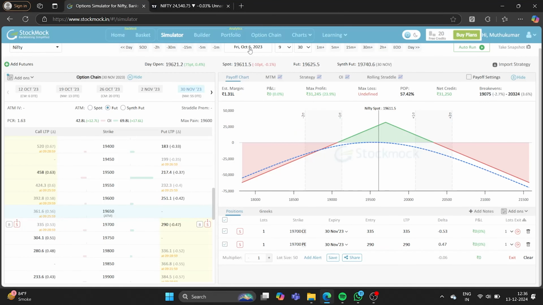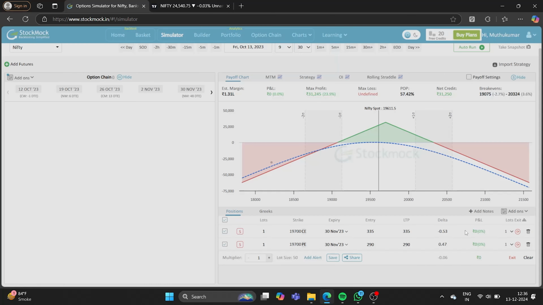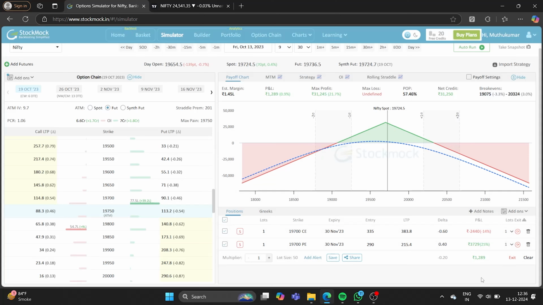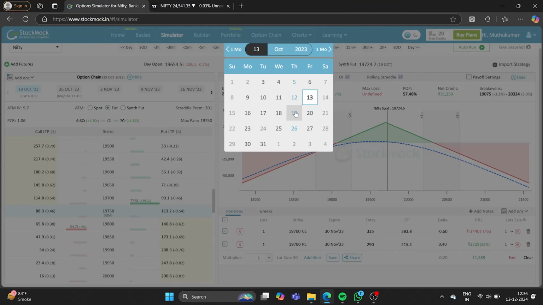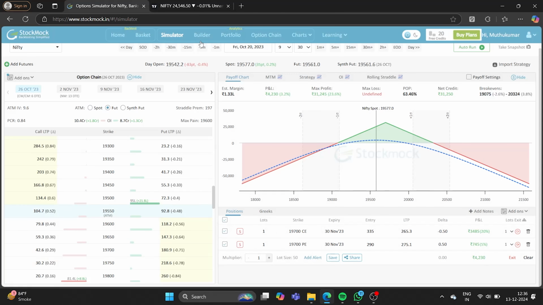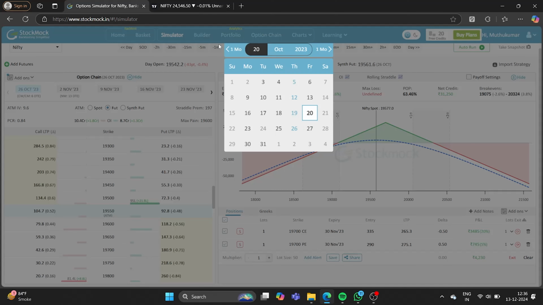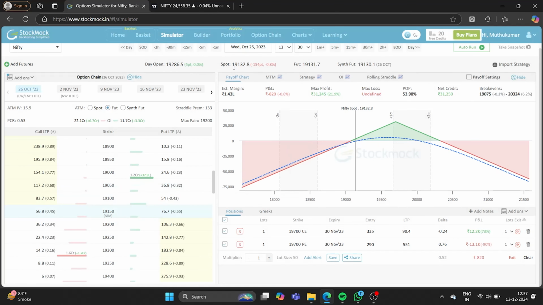Let me go through this straddle. On 13th, the profit is 1,200. On 20th, 4,000 profit. The market doesn't move much there. We have to see the 25th where the market came down. This is 19,132. The market came to 19,132. Let me start the adjustment.